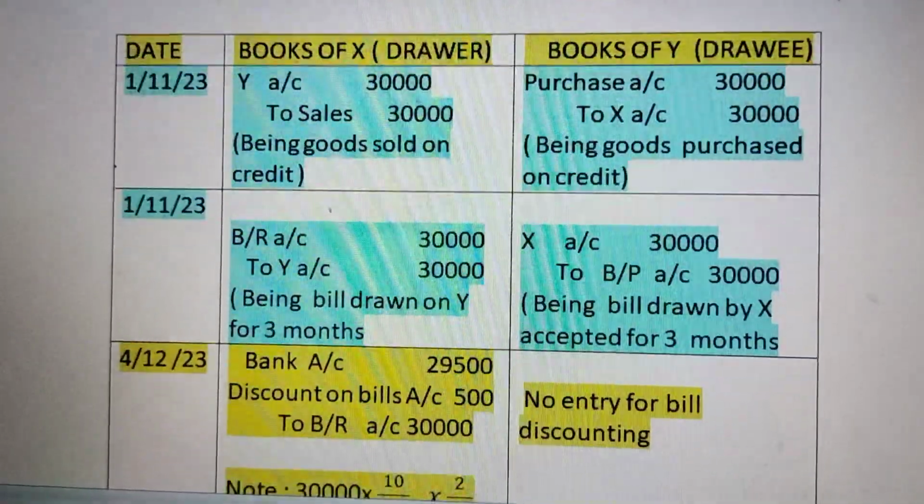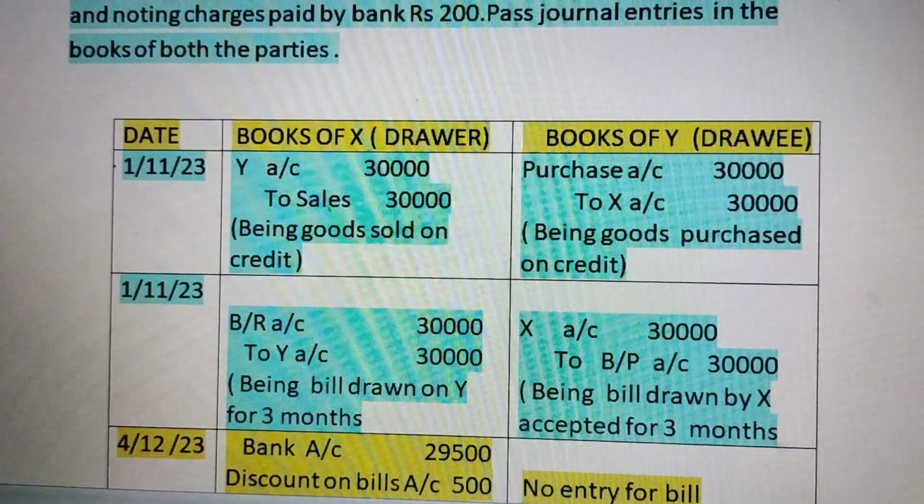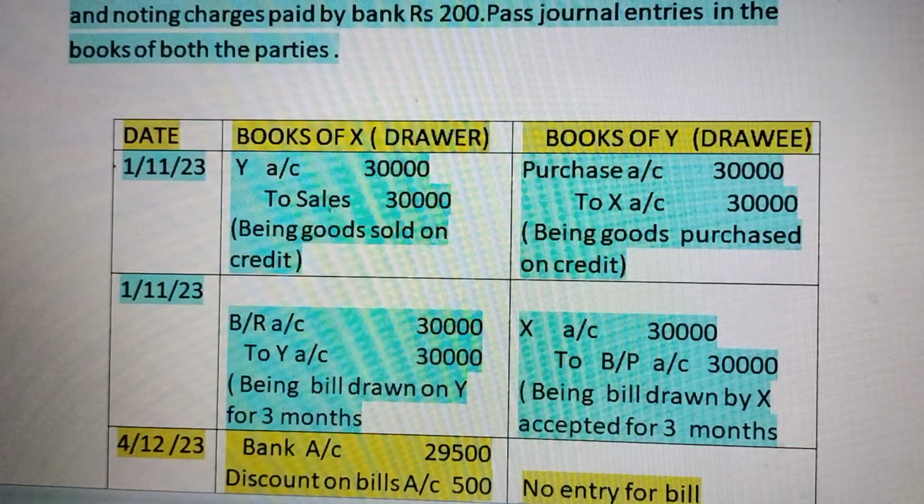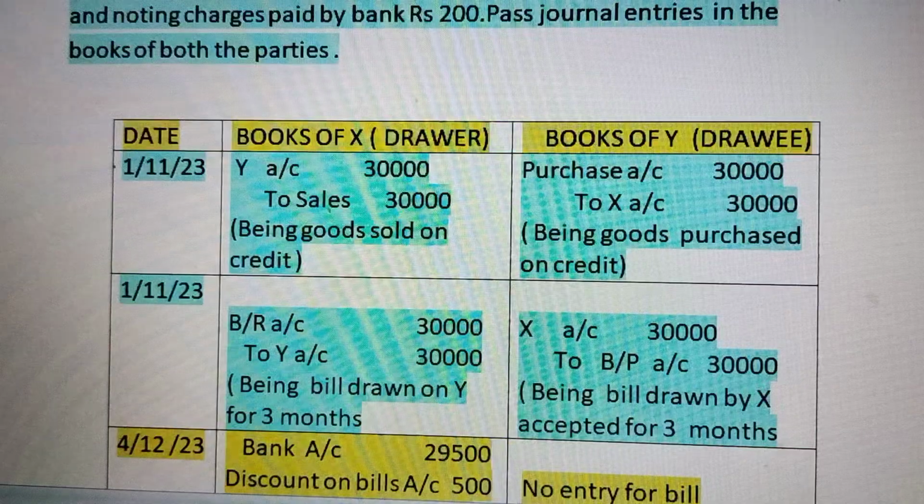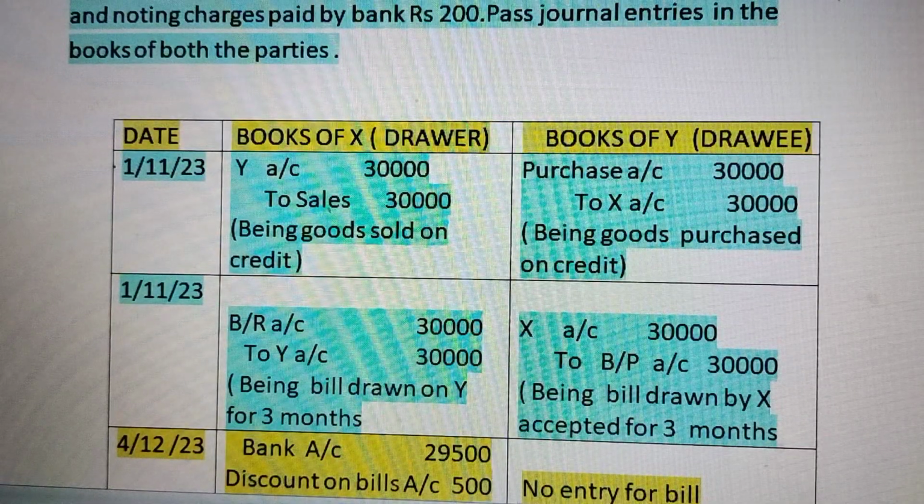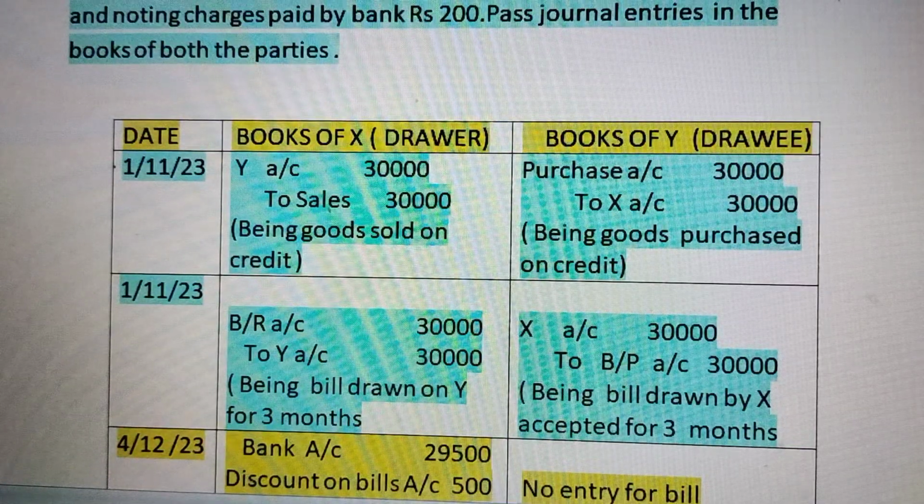And on the same date, a bill has been drawn. So when bill is drawn, the drawer will pass the entry as bills receivable to drawee. In the books of the drawer, the entry will be as follows: bills receivable to drawee. So we have to debit bills receivable, and who is a drawee? The person on whom the goods has been sold. So Y is the drawee. Okay. So in the books of X, upon bill drawn, the entry will be bills receivable to Y's account. Okay, being bill drawn for 3 months.